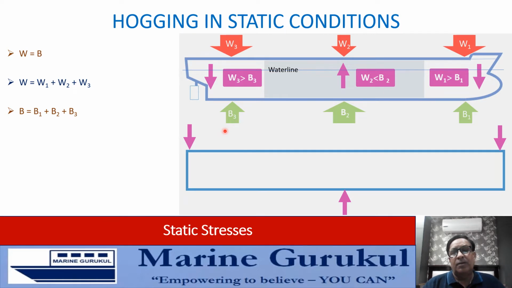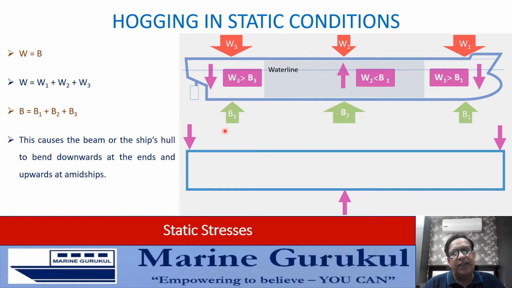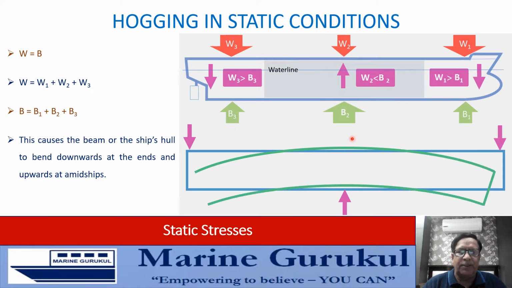Now this set of forces, with resultants at the ends acting downwards and in the midship region acting upwards, is going to cause this ship's beam to deform. And how would the deformation take place? I'm sure you'll agree with me. The deformation would cause the ends to bend downwards and the midship region to bend upwards, as being shown by the green lines which are coming up as a deformed beam or the deformed hull of the ship.